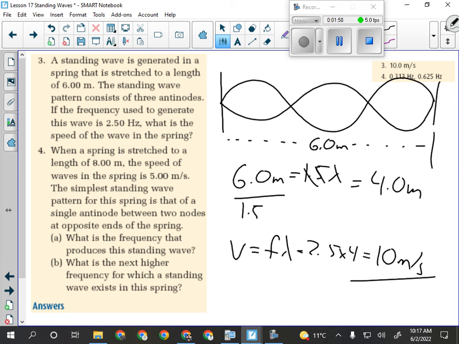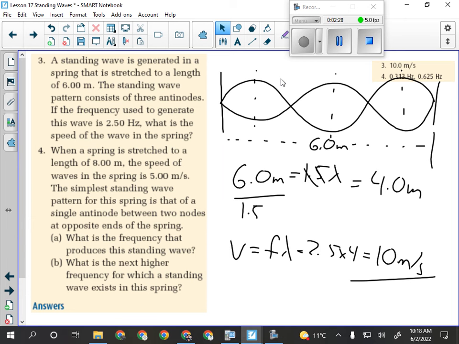Some people have done number 1. How is that wave 3 antinodes? Isn't that 4? 1 antinode, 2 antinodes, 3 antinodes. The antinodes are the constructive, the nodes are the destructive. Yeah, there's always one more node than there are antinodes. How many people have done 4? I'll give you a few more minutes to get done number 4, and then we'll have a look at that one. Then we're going to talk about air columns.